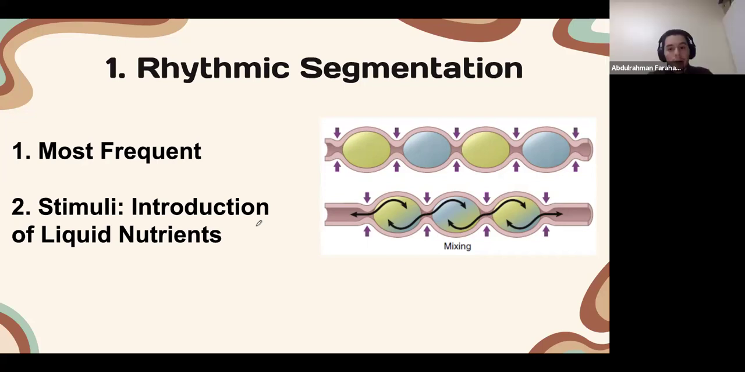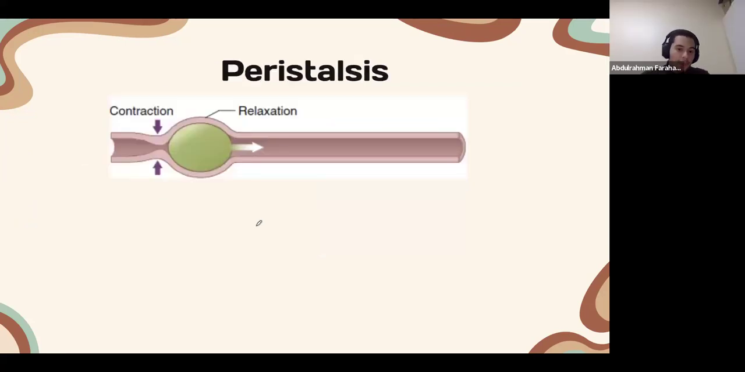Okay. Now, for peristalsis. Peristalsis is the other motility mechanism that happens during feeding. I'm pretty sure you took it even in high school. Really quickly, a contraction happens behind the bolus of food, and relaxation happens after the bolus of food. You might think of it as propelling the food forward.